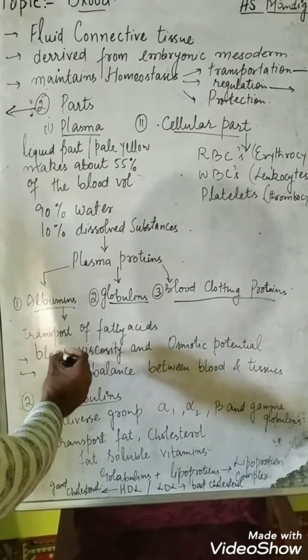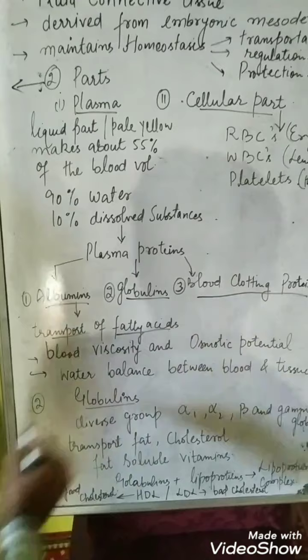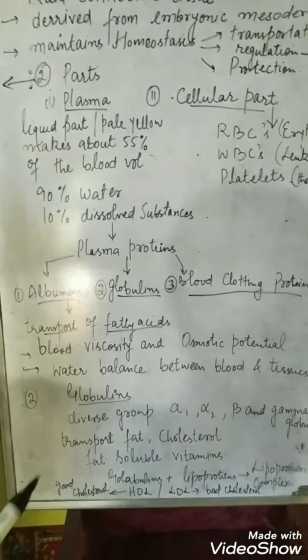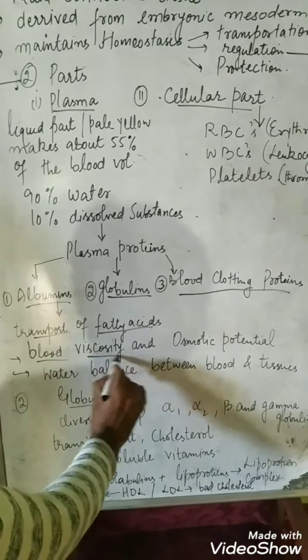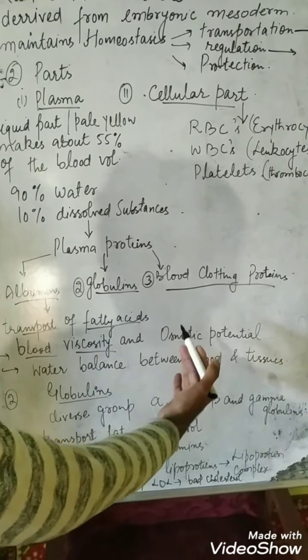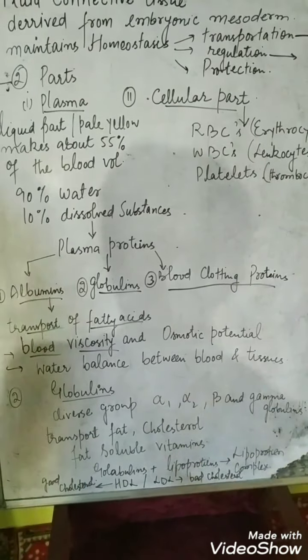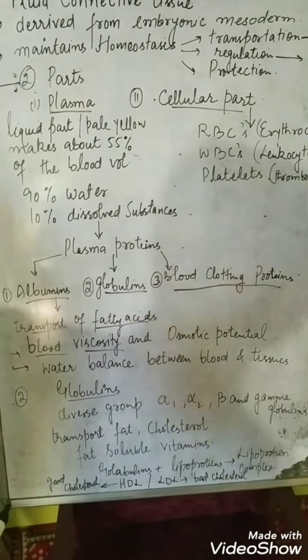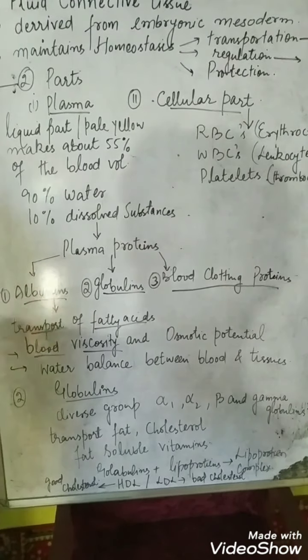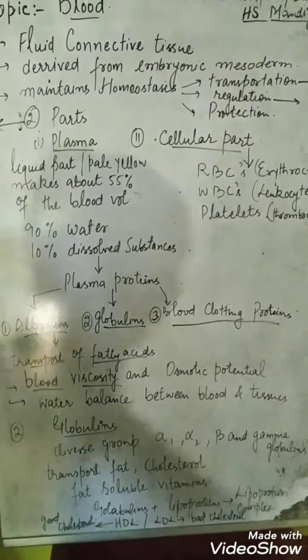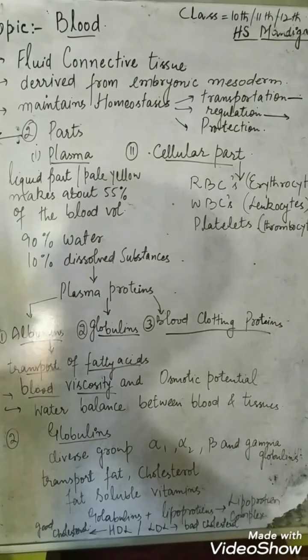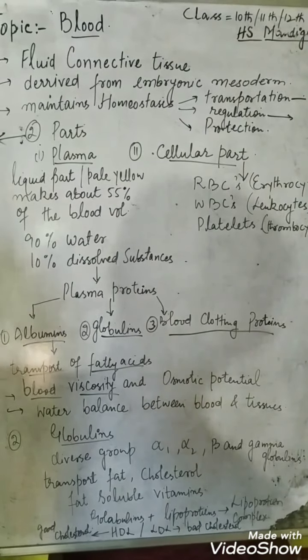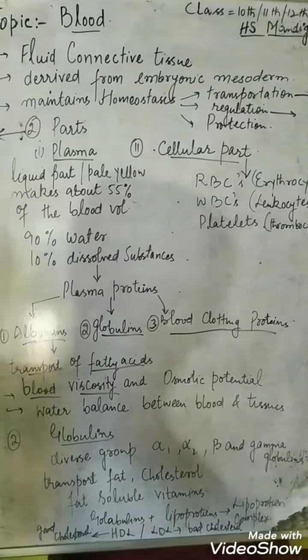Now, talking about albumins, these are the important proteins in our plasma. They are responsible for the transport of fatty acids. They also maintain the blood viscosity and the osmotic potential of the blood, and they also help in maintaining the water balance between the blood and the tissues. So that is about albumins, and albumins constitute more than 50% of the total proteins in plasma.